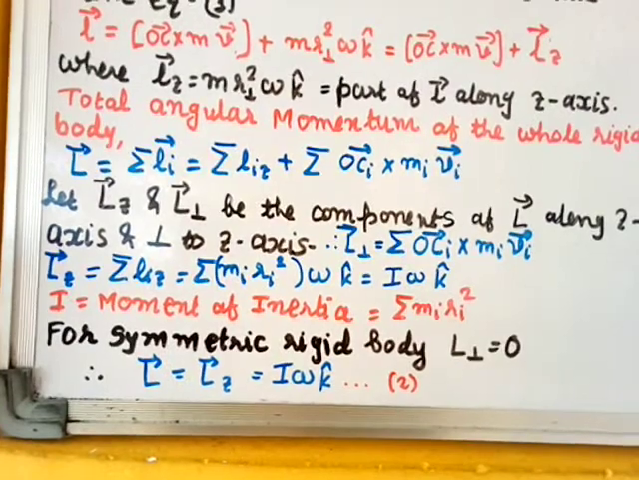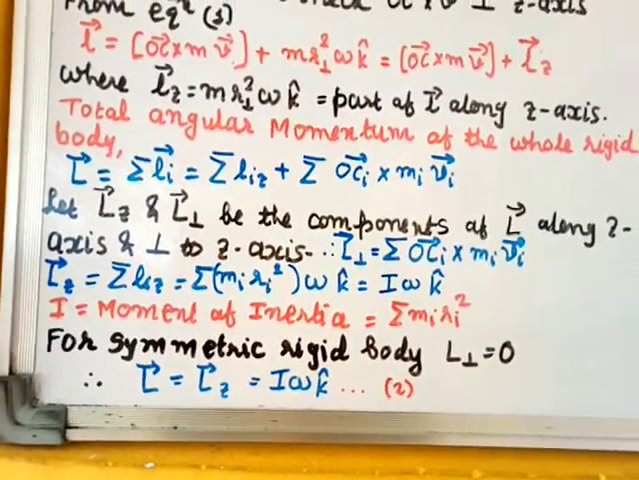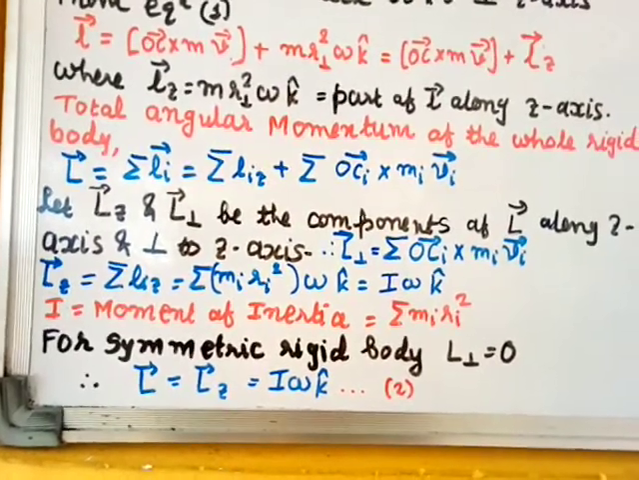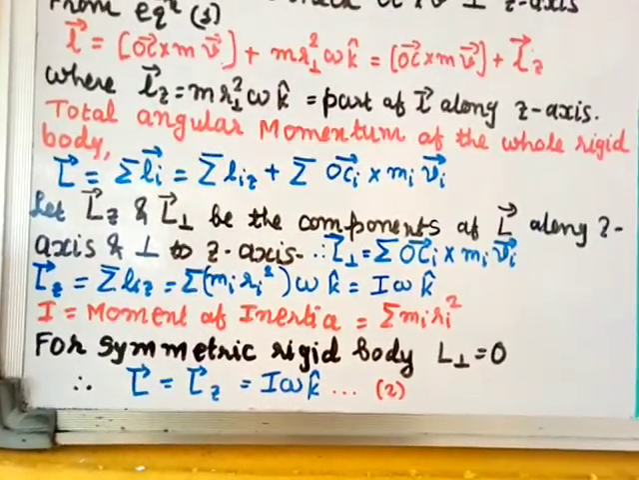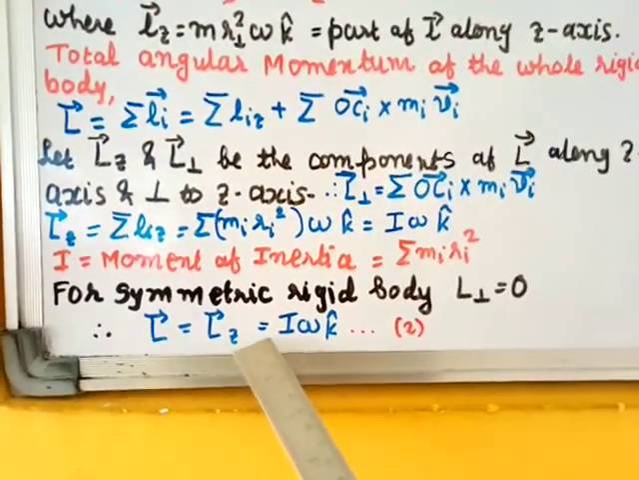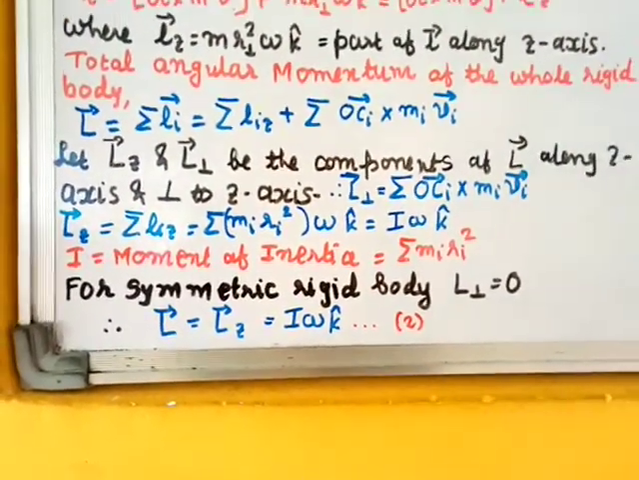So if you are taking a rigid body which is symmetric, then L perpendicular is 0. In our calculations, usually we are taking a rigid body which is symmetric. So L perpendicular is 0, and the total angular momentum is nothing but I omega k cap, equation number 2.